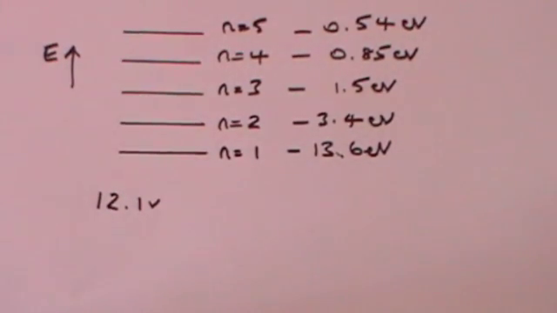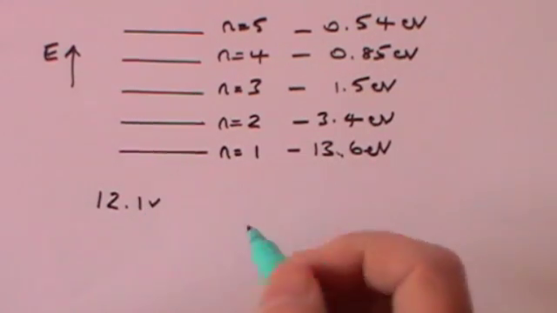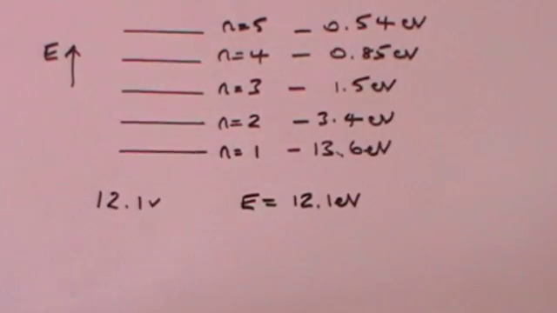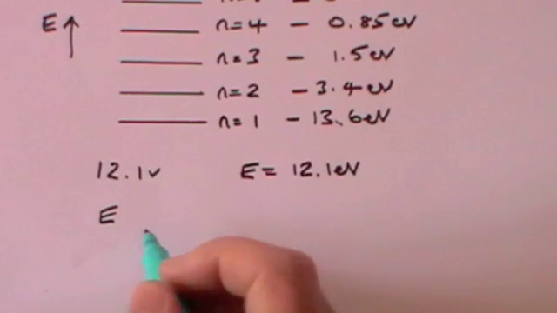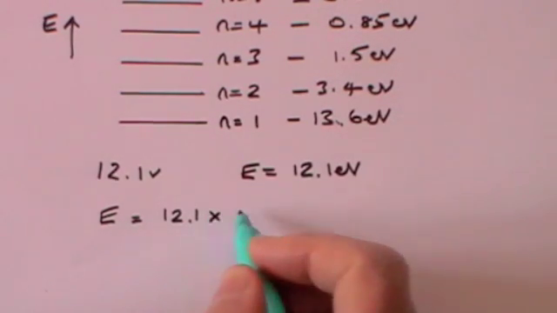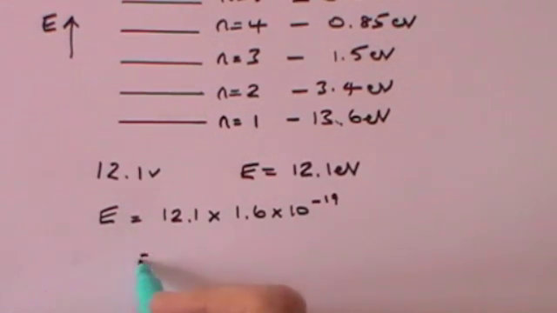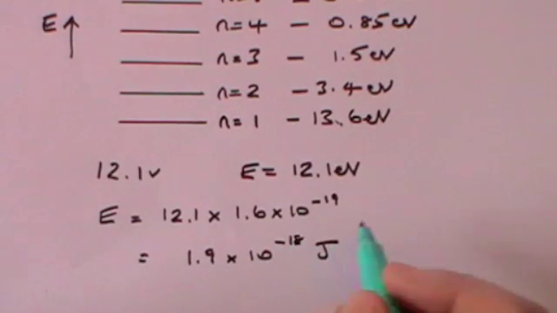Well, we know that the electron is accelerated through 12.1 volts. And the definition of an electron volt is one electron accelerated through 1 volt. So if you accelerate one electron through 12.1 volts, then the energy of that electron will be 12.1 electron volts by definition. We also need to specify that in terms of joules, and I've already told you that to specify in joules, you can convert from electron volts to joules by multiplying by 1.6 times 10 to the minus 19, and that is going to come to 1.9 times 10 to the minus 18 joules.